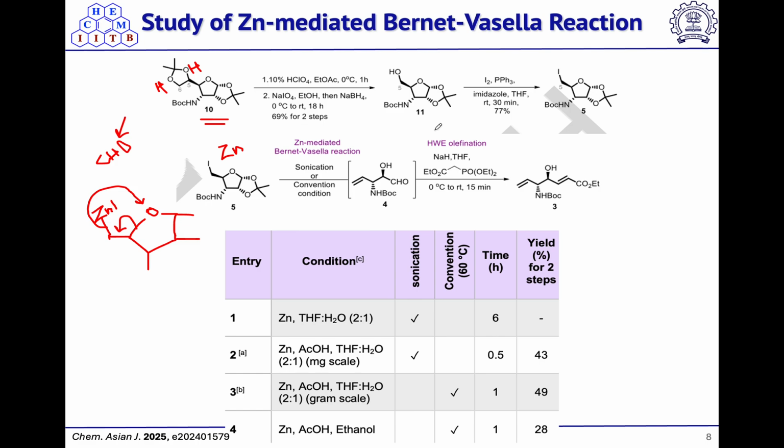Horner-Wadsworth-Emmons olefination. So basically, this is the reagent. The sodium hydride will take a proton from this carbon. Now this HWE olefination reaction will take place, and it will form a double bond between this carbon and this carbon, and this ester. Okay, so compound 3 they got.